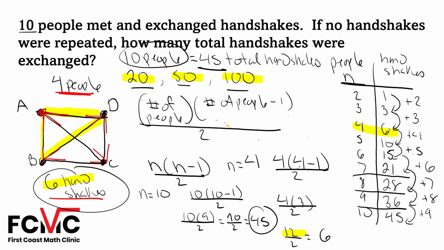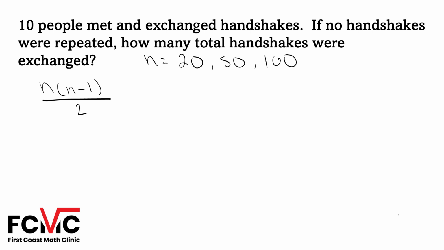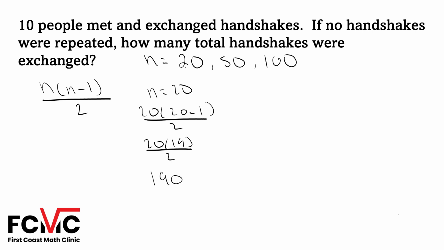So our formula works for 4 people and for 10 people, so it's going to be an easy way that we can figure out how many handshakes 20, 50, and 100 people have. All right, let me clean things up a little bit, and then we'll figure out the number of handshakes for 20, 50, and 100 people using our formula here. We want to figure out how many handshakes will be exchanged between 20 people to start. So if n equals 20, we're going to have 20 times 20 minus 1 divided by 2. So that's 20 times 19 divided by 2. And we're going to get 190 handshakes.